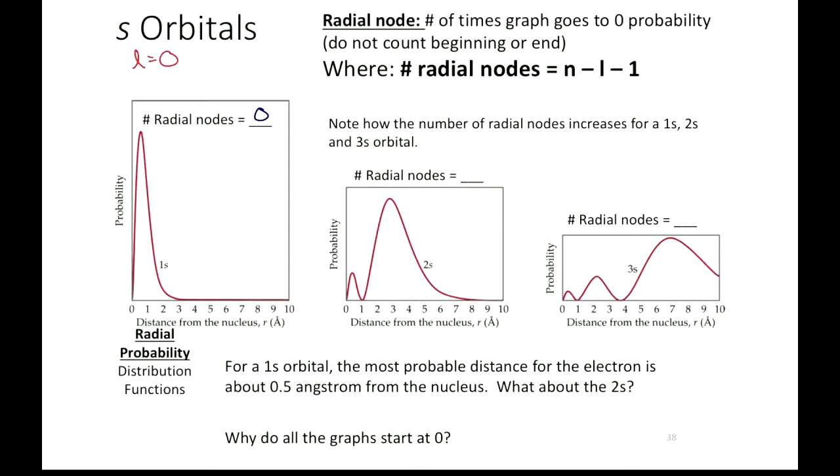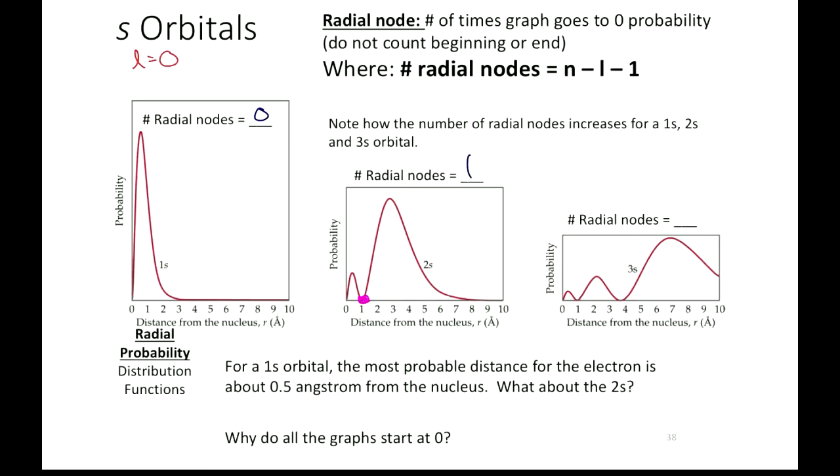The whole idea here goes back to one of Bohr's postulates, I think it's the second one. We need those rungs on that ladder for that electron to be stable. That electron cannot exist between rungs of the ladder. That's what this is saying here as well, that we can't have that electron exist between different orbitals. So that's why this graph goes to 0. This spot where it goes to 0 right there, that is one radial node.